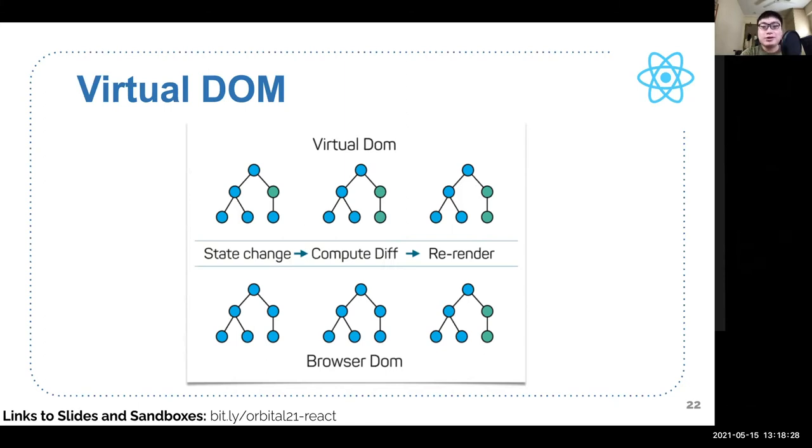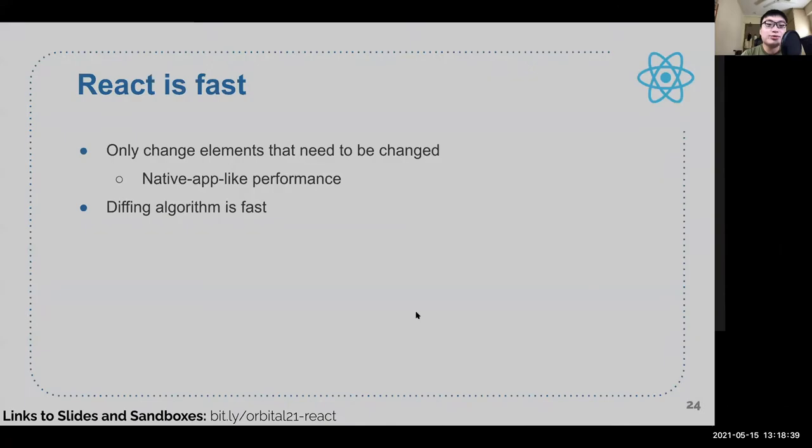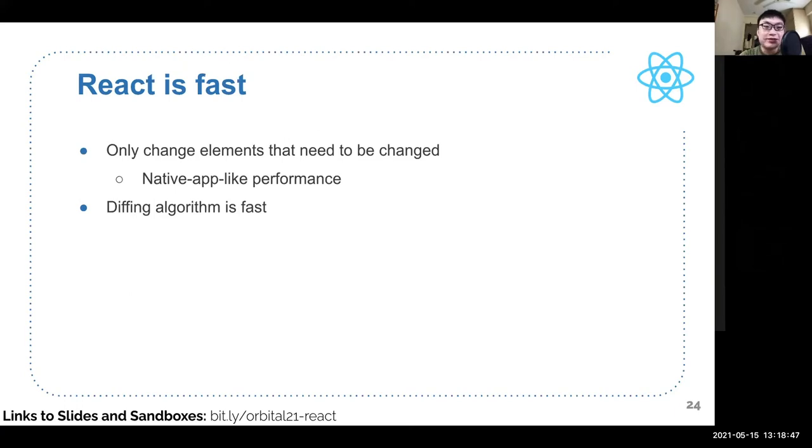Okay, so we are finishing with the more abstract parts of React. We are finally going to start with the coding soon, but of course I want to share why people use React. People use React because React is fast. Like I said, it only changes the elements that need to be changed. So when you use a React web app, you feel like you are using a native app because there's no hard refresh. You don't see a white screen before you see new content, and it only changes the content that needs to be changed. And the diffing algorithm is fast.